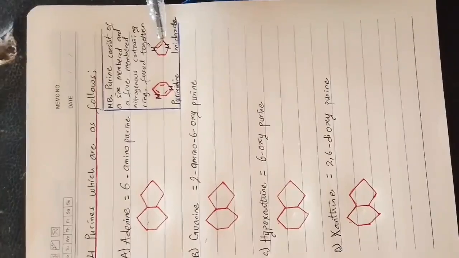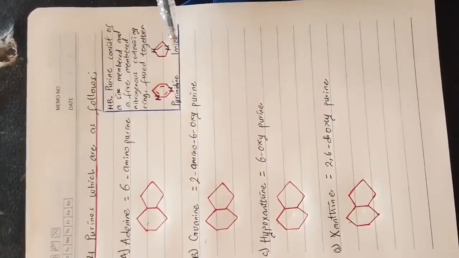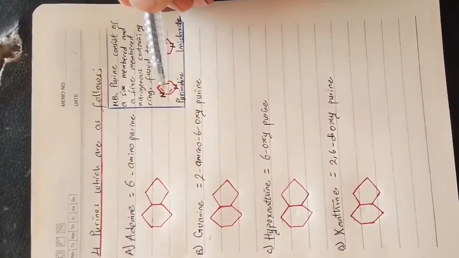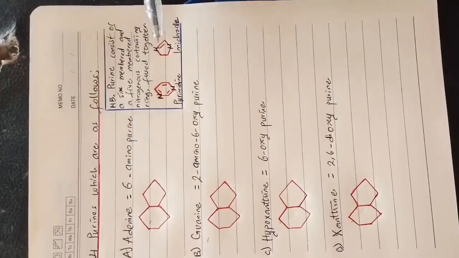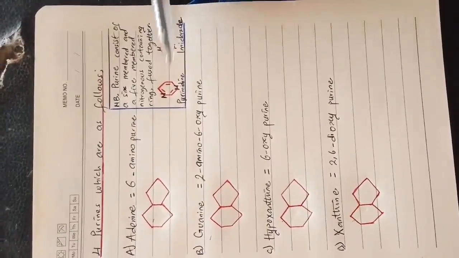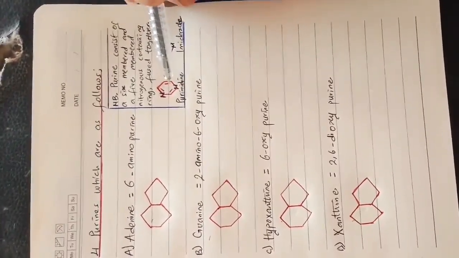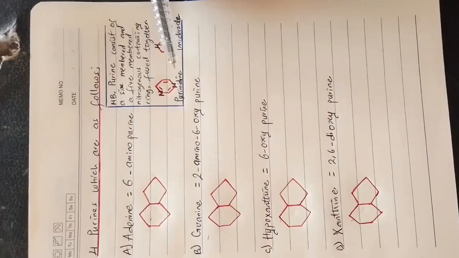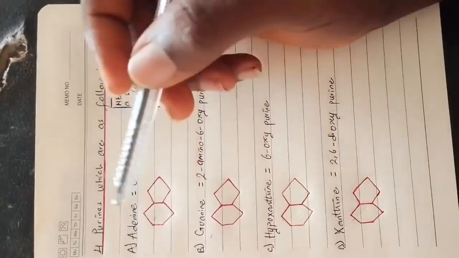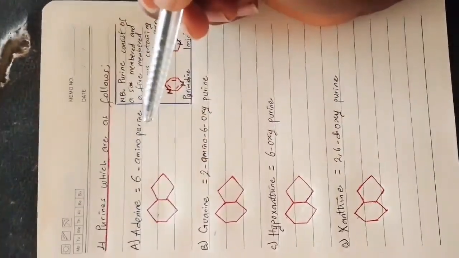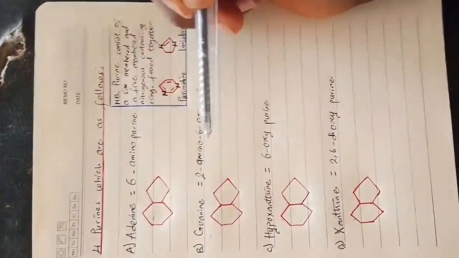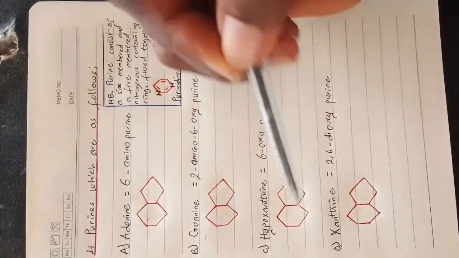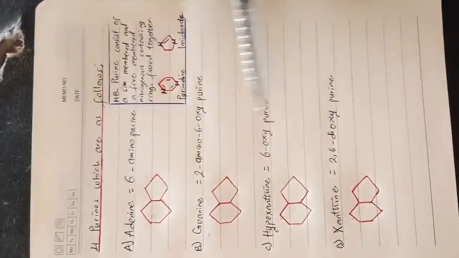Do you understand that? So this is imidazole, right? So see a bond here, a bond here, a bond here, a bond here, then nitrogen, nitrogen, nitrogen, nitrogen. So if these two fuse together, we're going to get purine. Hope you understand that. So we have 4 purines. We have adenine, which is 6 aminopurine. We have guanine, which is 2 amino 6 oxipurine. We have hypoxanthine, which is 6 oxipurine, and we have xanthine, which is 2 6 dioxipurine.